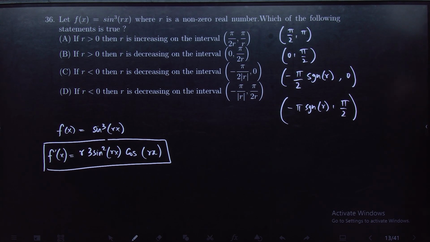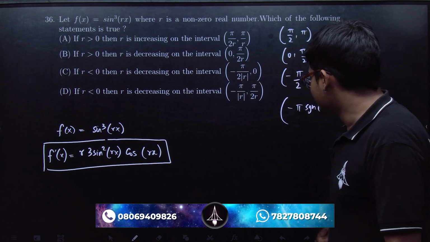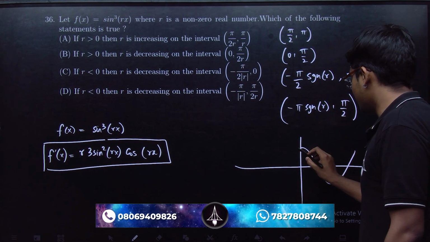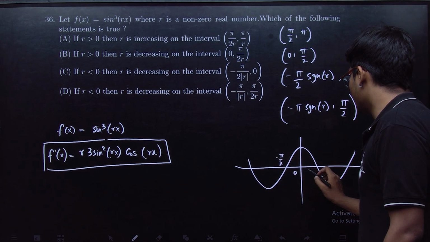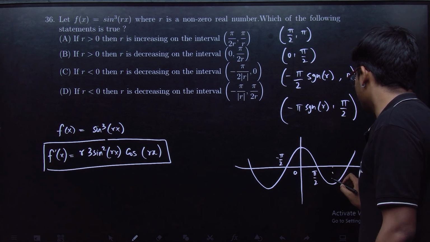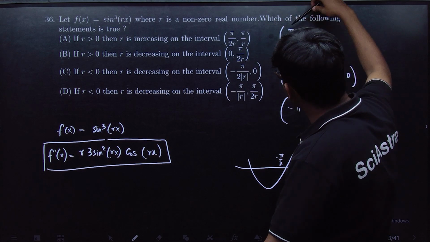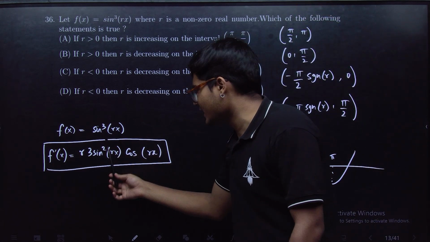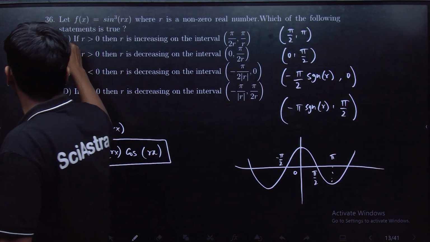Now look at the first case. If r is positive, forget about sine square rx, because it's always positive. So we only need to focus on cos rx and r. If I look at the graph of cos x, this is what we get: this is minus pi by 2, 0, and this is pi by 2, and then here is pi. So if rx lies in pi by 2 to pi, you can observe that cos is negative. So r positive, sine square positive, cos negative. So this overall derivative is going to be negative. So it can't be increasing. So option A is incorrect.